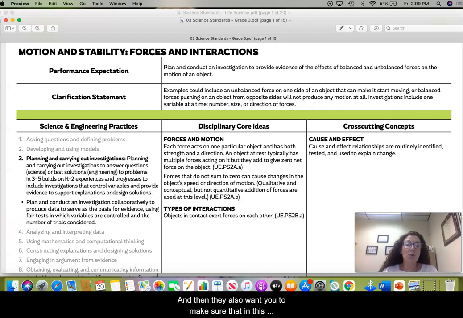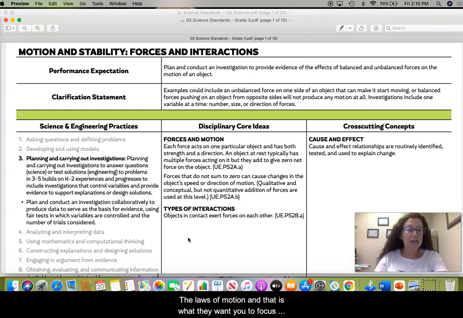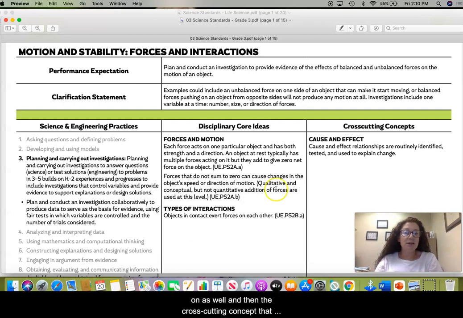And then they also want you to make sure that in this lesson, you cover this disciplinary core idea, which is that each force acts on one particular object and has both strength and a direction. An object at rest typically has multiple forces acting on it, but they add up to give 0 net forces. So you really need to think about the laws of motion, and that is what they want you to focus on as well.